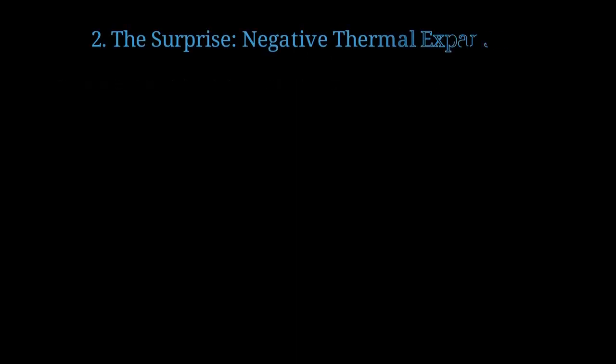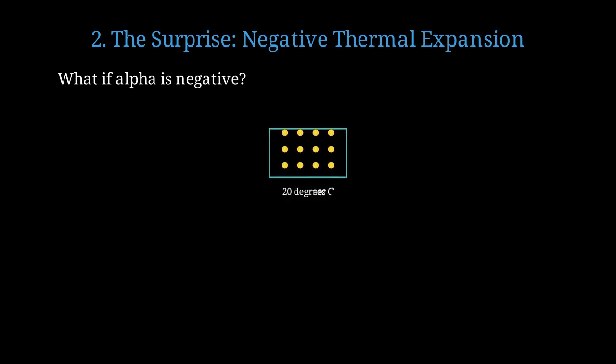Now let's explore the surprising phenomenon, where some materials actually shrink when heated. What happens if the thermal expansion coefficient is negative? The material contracts instead of expanding. At room temperature, the NTE material has a certain size with atoms arranged in a specific structure. When we heat it to 100 degrees Celsius, instead of expanding, the material actually shrinks. The structure becomes more compact, defying our everyday experience.